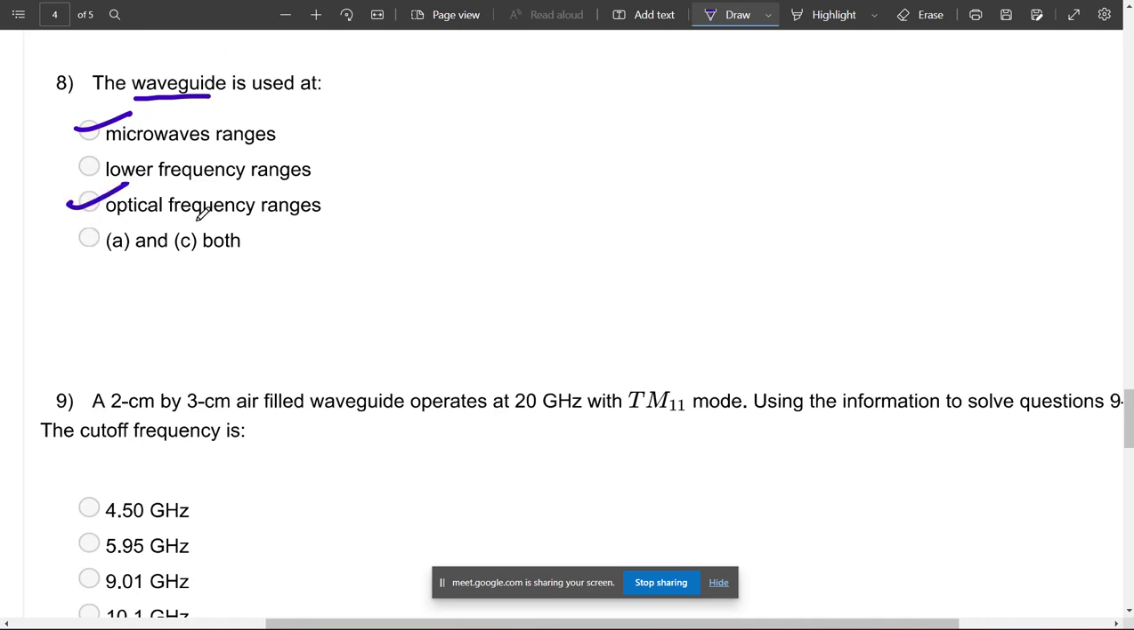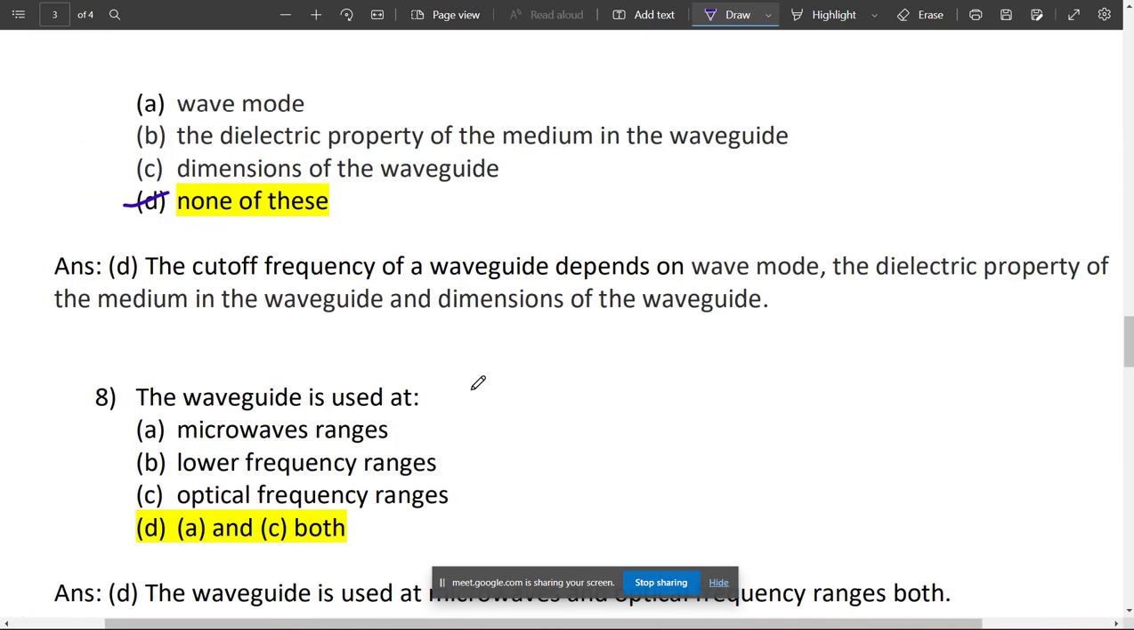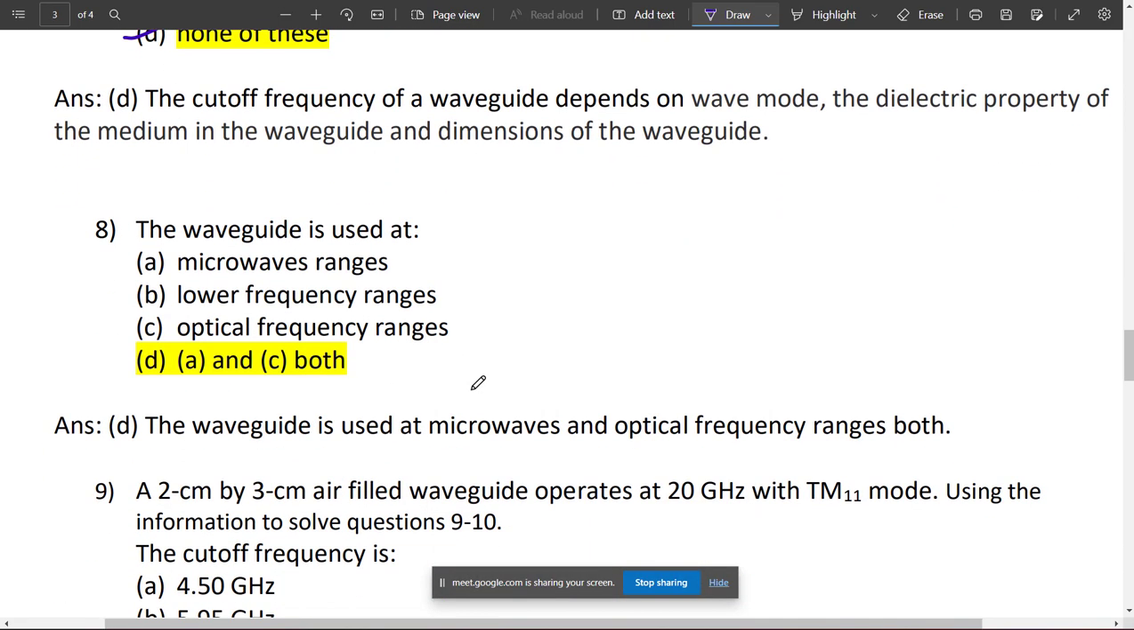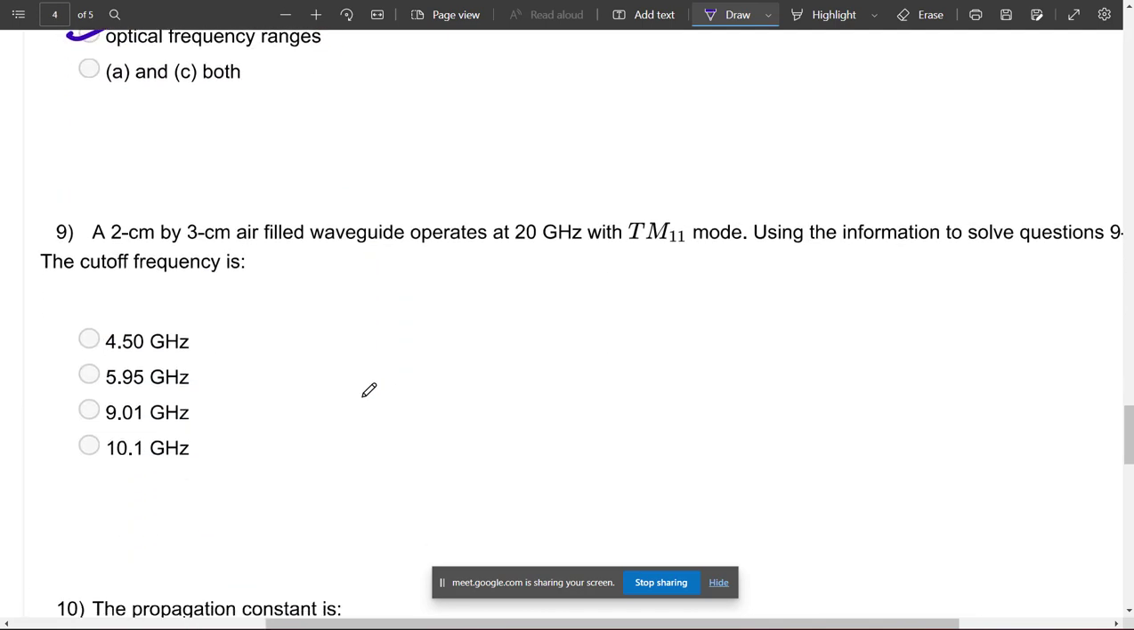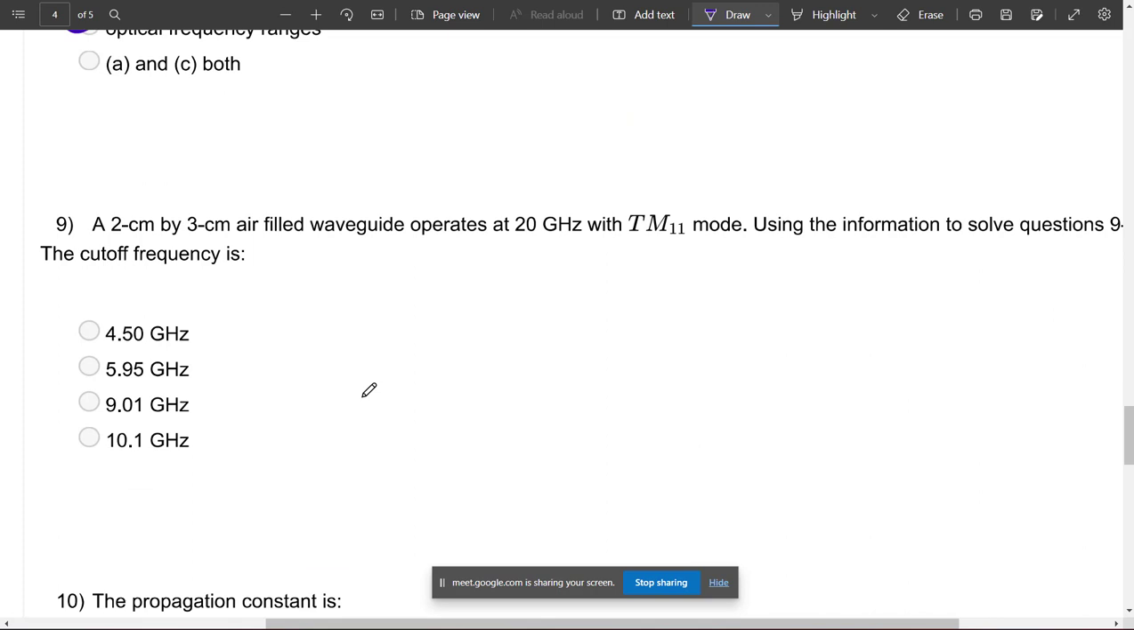For lower frequency, we are going to use coaxial cable, madam. Yes. But option C, optical frequency means optical cable only, no? No. So a waveguide can also be used for optical frequency ranges. So a waveguide can be used for microwave as well as optical frequency ranges. Okay. Now let's go to question number 9.